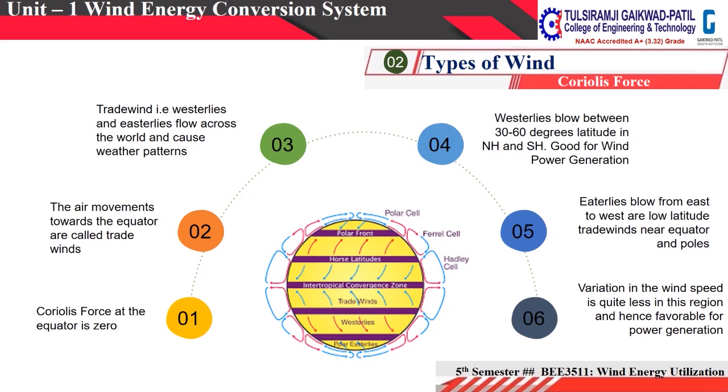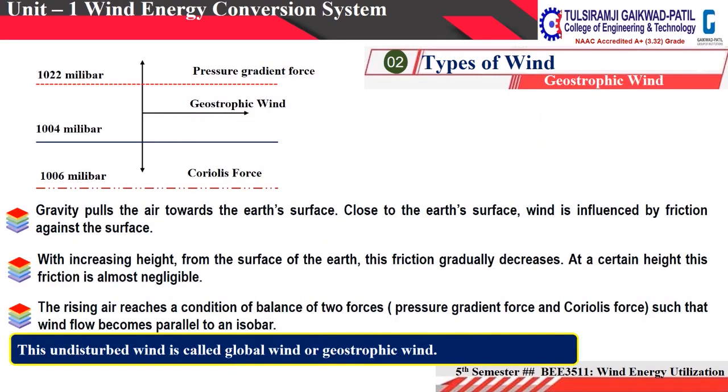As you can see from this picture, the westerlies and easterlies, which are the trade winds, are visible in this diagram. Easterlies are the low latitude trade winds, near the equator and poles, that blow from east to west. Again, these are the trade winds that are steady throughout the year, and hence the variation in wind speeds in this region is quite less and strong enough for wind power generation.